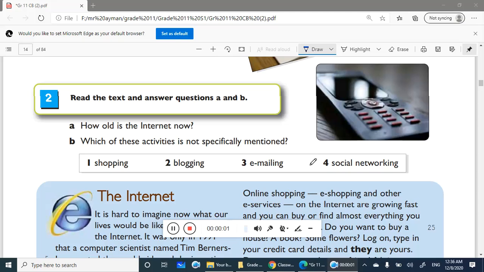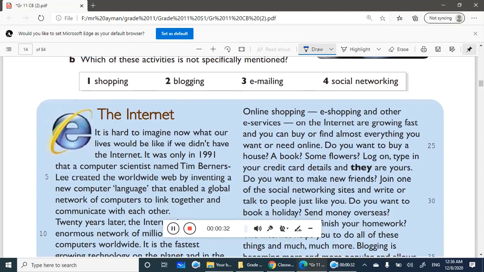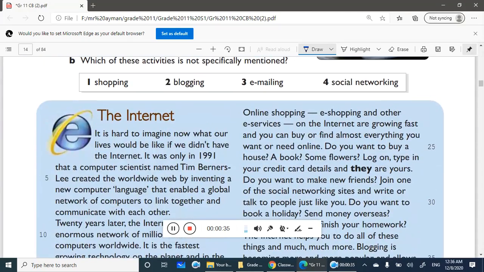And then let's turn to activity 2. Read the text and answer the questions A and B. A, how old is the internet now? B, which of these activities is not specifically mentioned? So we have about 4 items: shopping, blogging, emailing, and social networking. You are going to read this text and answer the questions. Then we are going to listen also to this text. Okay, so pause the video, read and listen.